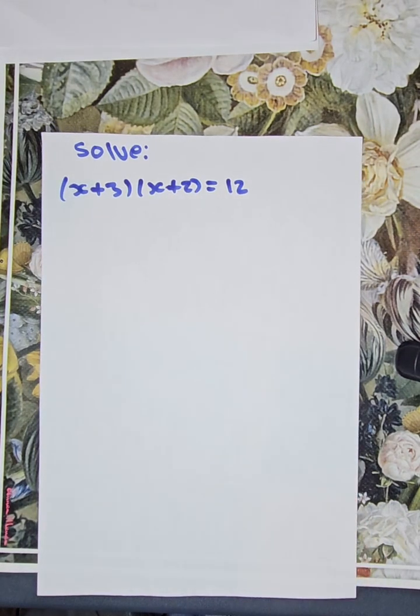Solve (x + 3)(x + 2) = 12. Well, here we see we have two brackets on the left hand side of the equal sign, and we have a number 12 on the right hand side. We're going to need to work carefully here.